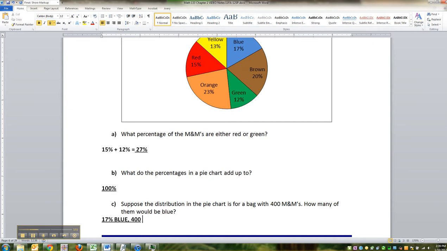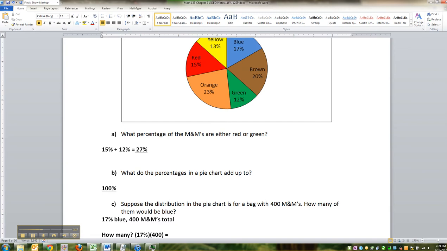Oh my goodness, I must have pressed caps lock. M&Ms total. Okay. This isn't the answer. I'm just writing out the work for it. So how do we figure out how many? So how many? Question mark. You take 17%. Oh my gosh, 17%. Thank you. And you times it by 400.